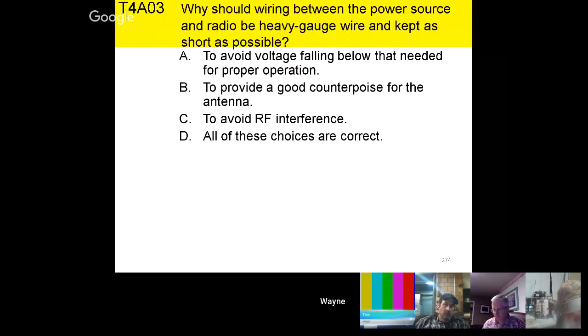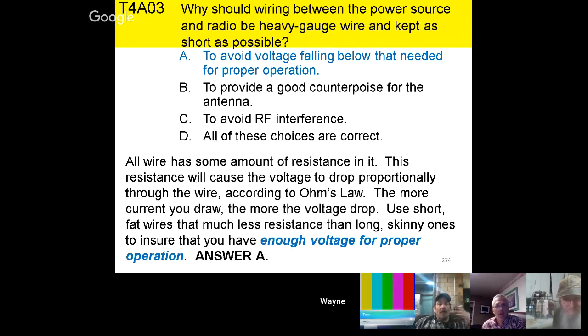So, why should wiring between the power source and radio be heavy gauge wire and kept as short as possible? You need to keep your wiring between the power source and radio to be heavy gauge wire and kept as short as possible. Well, you might think all these choices are correct, but they're not really. The answer is A, to avoid your voltage falling below that needed for proper operation. If your gauge of wire is too small, say you have a 100-watt transceiver that you're transmitting with, as soon as you key that microphone and start transmitting, it's going to start drawing more current, and the voltage is going to stay the same, but it's going to start drawing more current.